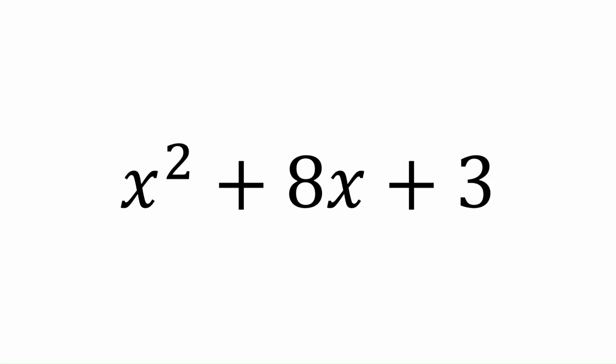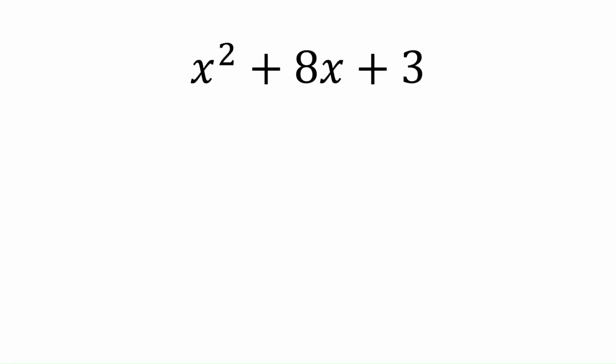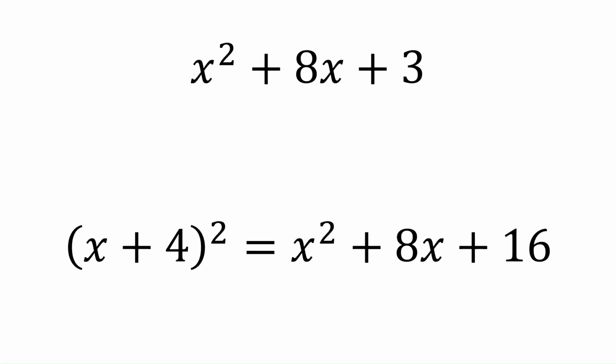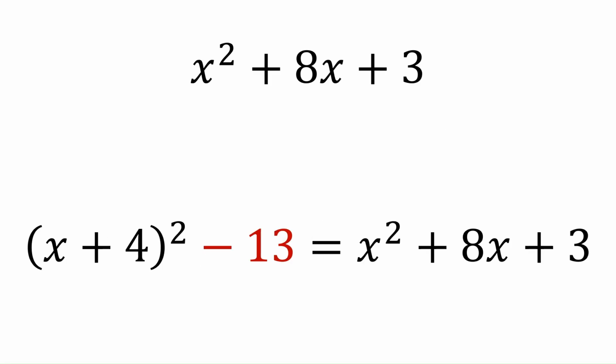Let's do another example. This time we'll complete the square for x squared plus 8x plus 3. Half of 8 is 4, so the bracket will be x plus 4 all squared. Now I check the expansion. x plus 4 all squared gives x squared plus 8x plus 16, but the original expression only had plus 3, so I need to subtract 13. That gives me the completed square form, x plus 4 all squared minus 13.